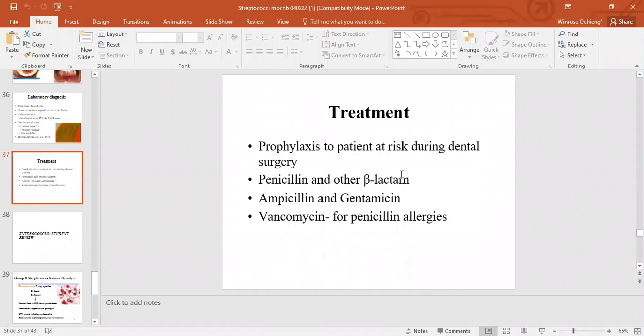So for treatment, we have to give prophylaxis to patients at risk during dental surgery. There's a lot of care taken so that these microorganisms don't gain entry. These are the drugs of choice that we use, and for this there's not a lot of antimicrobial resistance. So these drugs, we use them for treatment.